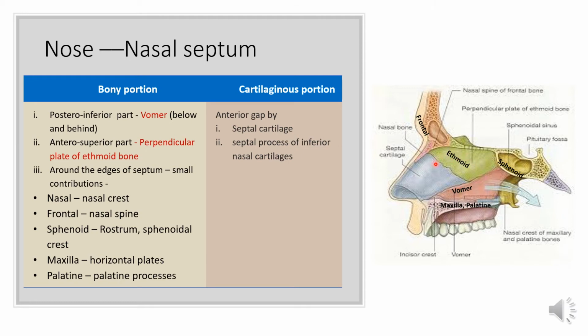The cartilaginous part is the anterior gap, and it is filled with septal cartilages and the septal process of inferior nasal cartilage.